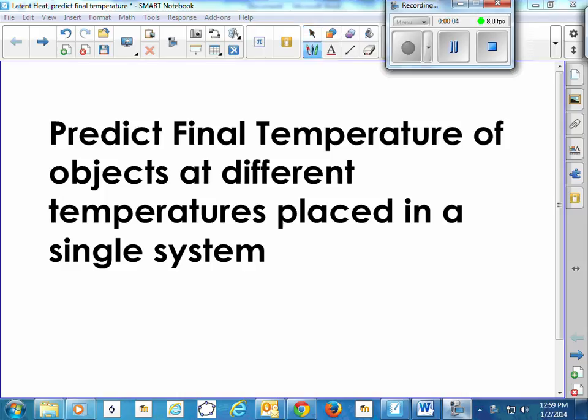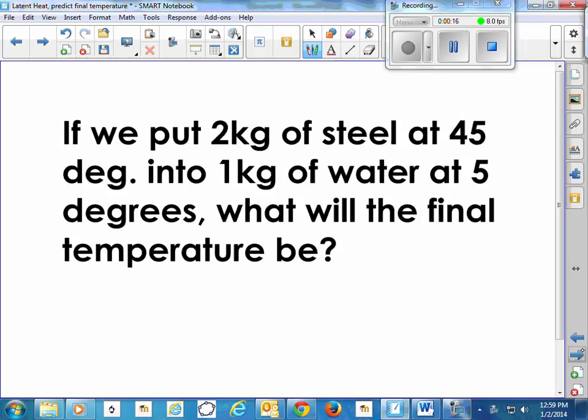This video clip explains how to predict the final temperature of objects at different temperatures placed in a single system. So if they arrive at a single temperature, we predict what temperature that will be. So let's give an example. If we put 2 kilograms of steel that's at 45 degrees into 1 kilogram of water at 5 degrees, what will the final temperature be?